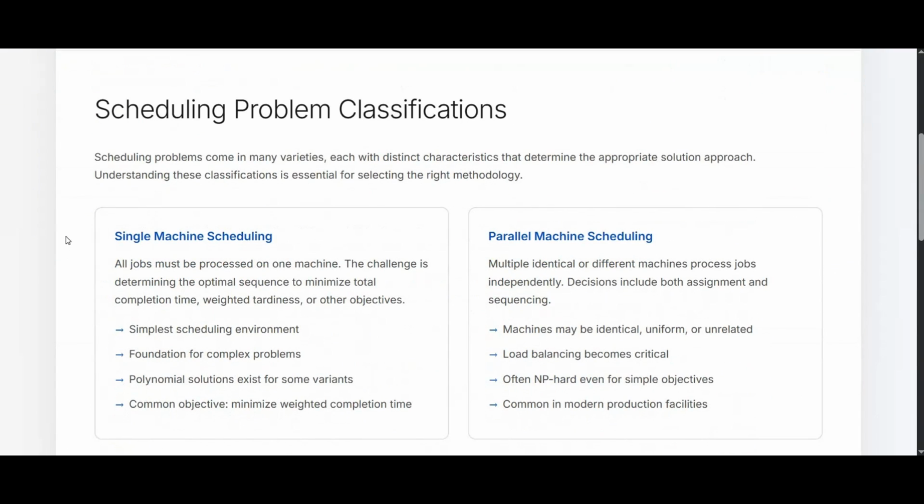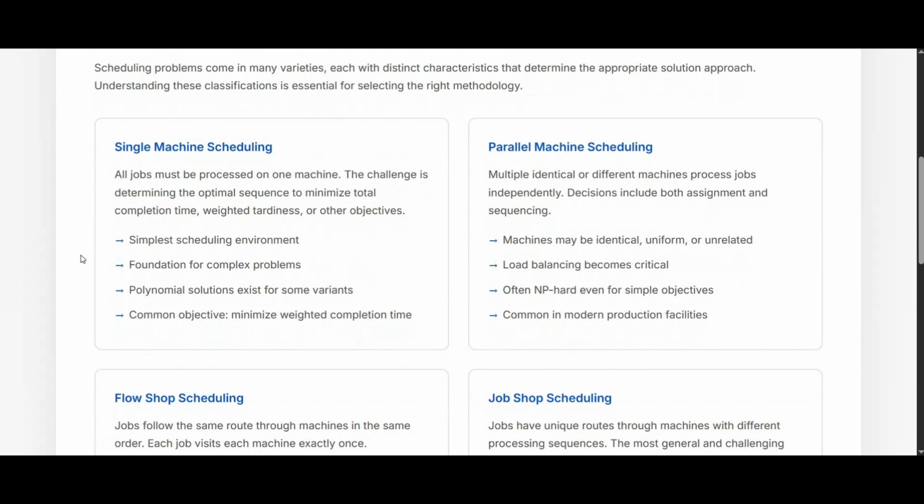And now we will talk about how scheduling problems are classified. Not every scheduling problem looks the same. Each has its own rules and constraints, which means the way we approach them changes too. First, we have single machine scheduling. Here, all jobs must be done on just one machine. It is the simplest setup. The main question is, what's the best sequence to minimize total completion time, weighted tardiness, or other objectives? This kind of setup helps us build intuition before tackling more complex environments.